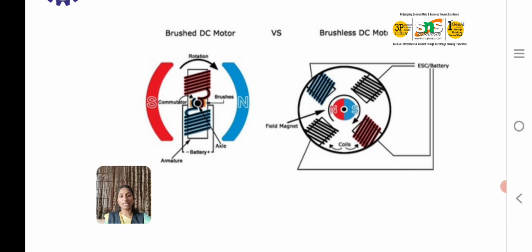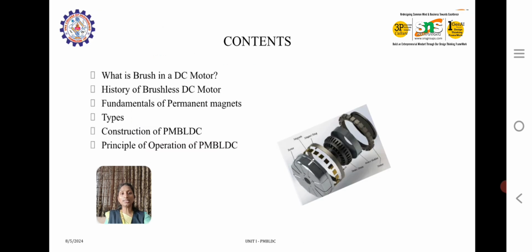Whereas in a brushless DC motor, this process is carried out through electronic commutation. So there will not be any brushes or commutator. Instead, we have drive circuits in order to drive the motor, which is called electronic commutation. Whereas the commutation process which happens in a brushed DC motor is called mechanical commutation. So this is the difference between brushed and brushless DC motor.